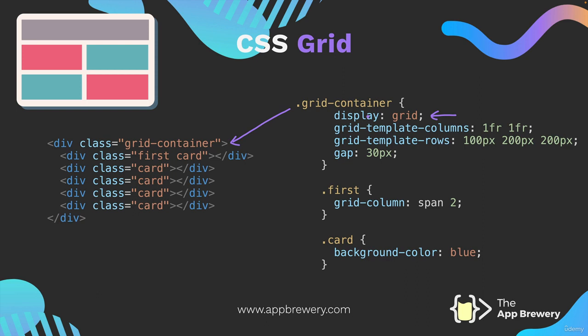And remember previously we learned about display and we saw how it could be inline, it could be block, it could be none. And in this case, if we set it to grid, then we're basically saying that we're going to use this system of CSS Grid to do the layout.